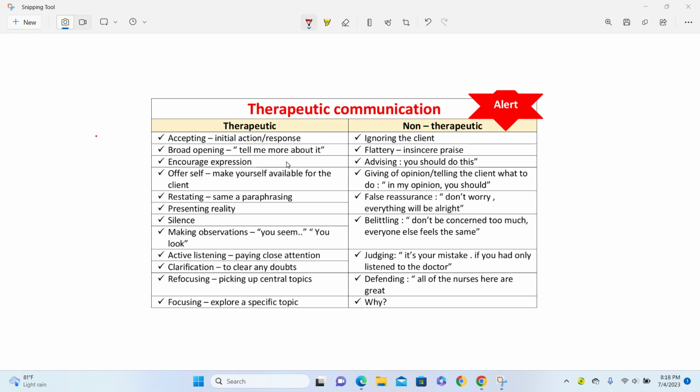So these are the points a therapeutic nurse should follow in order to maintain proper therapeutic communication and establish a nurse and client relationship. In the next class, I'll be discussing the non-therapeutic communication points.